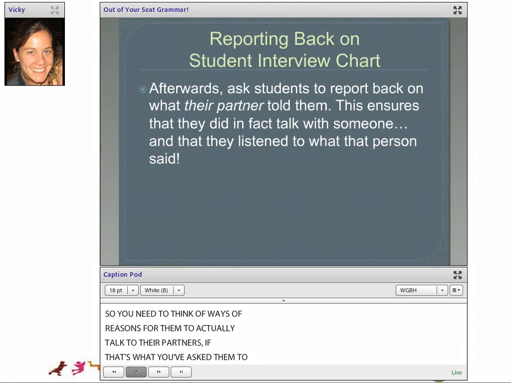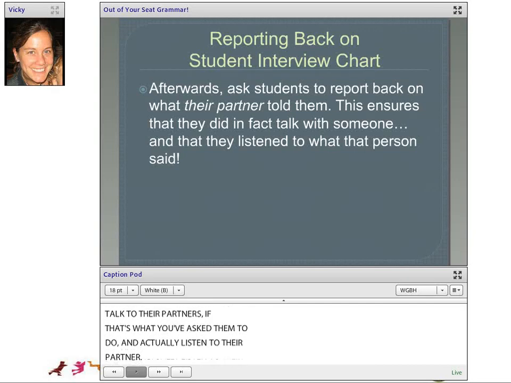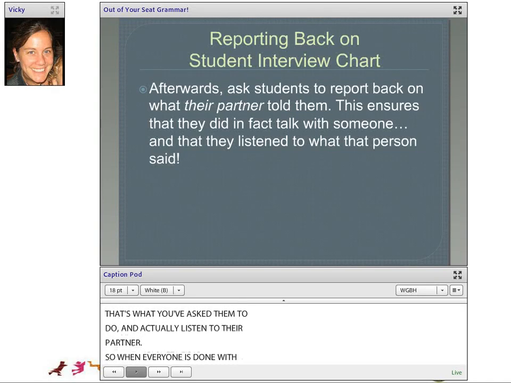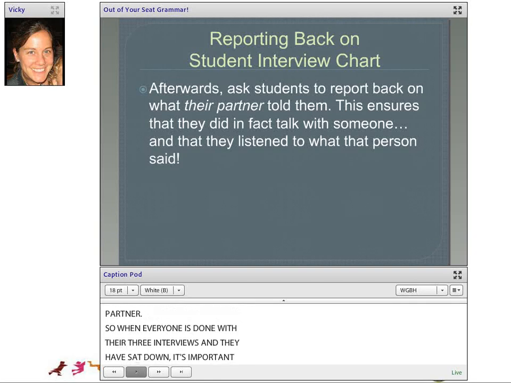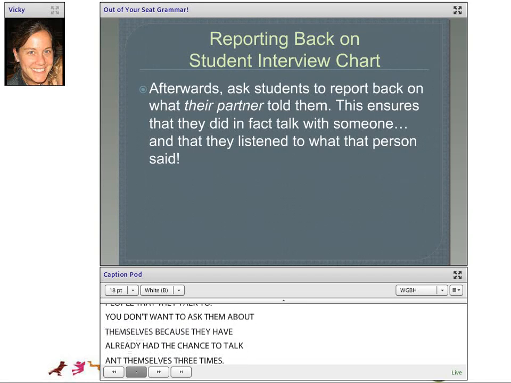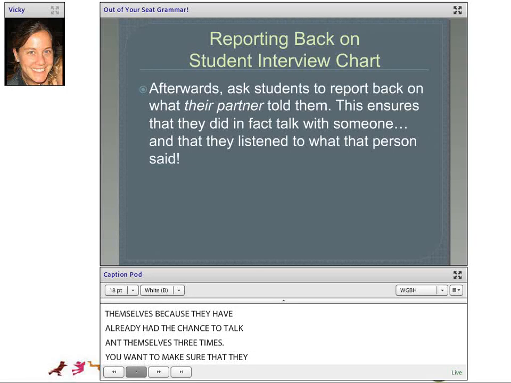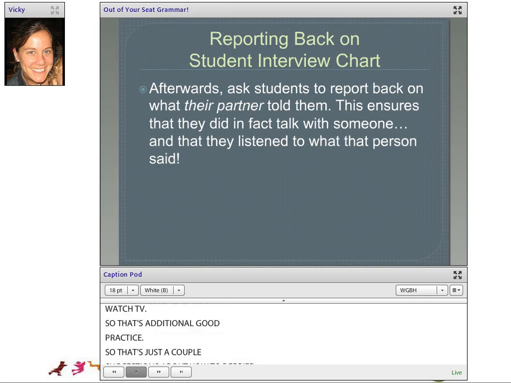So when everyone is done with their 3 interviews and they have sat down, it's important that you ask them about the people that they talked to. You don't want to ask them about themselves because they've already had the chance to talk about themselves 3 times, and you want to make sure that they get into the habit of actually talking to their partners. In addition, this gives them another form of the tense. Now, instead of saying, I am going to watch TV, they're saying something like, he is going to watch TV, and so that's additional good practice. So that's just a couple suggestions about how to debrief on the information that they have just received.